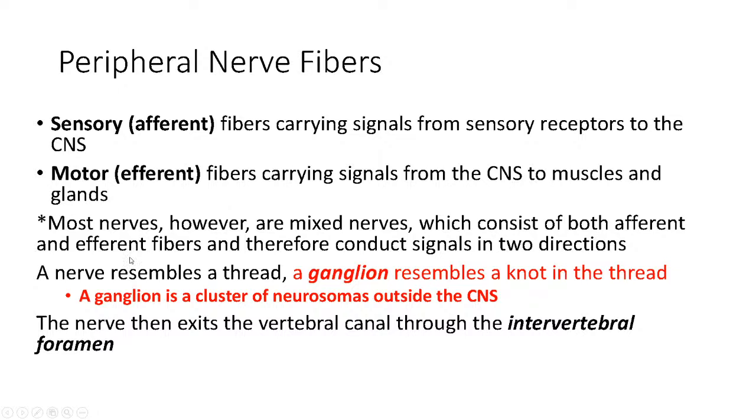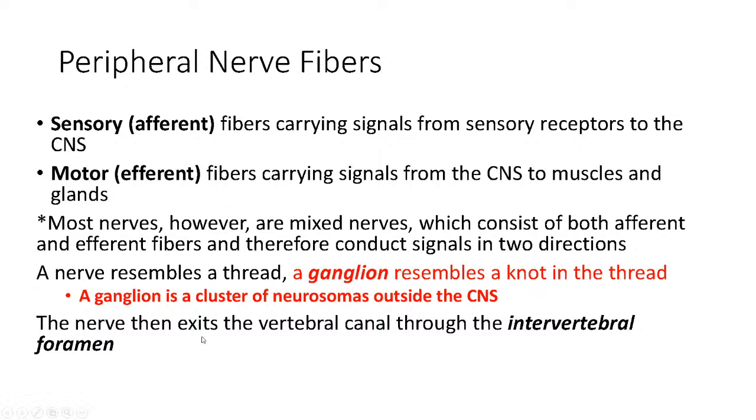So a lot of textbooks say that a nerve resembles a thread and that a ganglion resembles a knot in the thread. I'm not a big fan of that description. I don't think it really looks like a knot, but if you picture that, you could see that a knot would be an enlargement along the string, and so in that sense, a ganglion is like that. The ganglion is an enlargement of the nerve, and that's where we find neurosomas outside of the central nervous system. The neurosomas for almost all of the neurons located outside the central nervous system are going to be in ganglia.